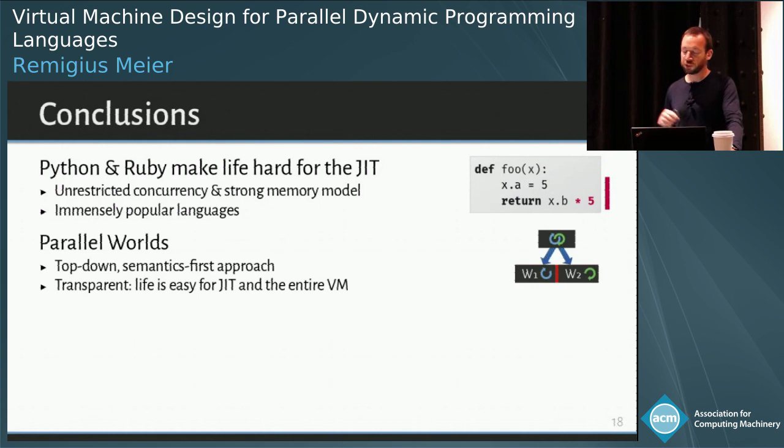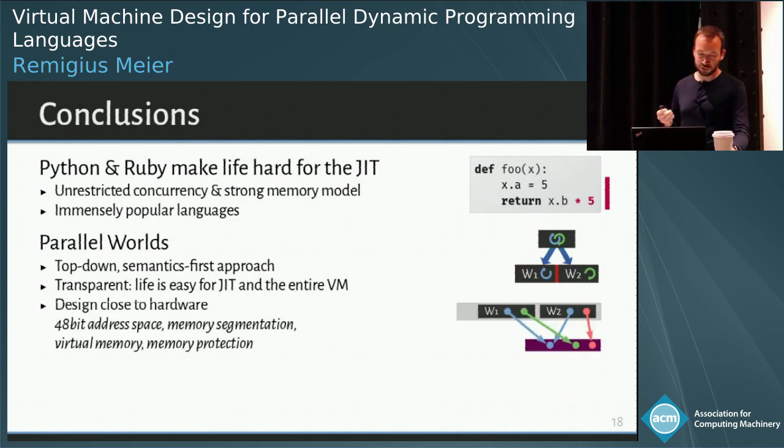And our approach here is to use parallel worlds, which is the top-down approach, where we start with the complete semantics first and try to get performance back. And it's a transparent approach, which means that it makes life easy for the JIT compiler and actually for the entire virtual machine, which means that also the interpreter, for example, which is in the virtual machine, doesn't have to know about the concurrent computation going on in a parallel world.